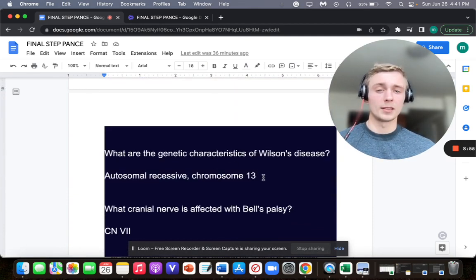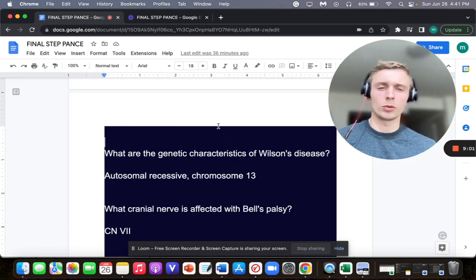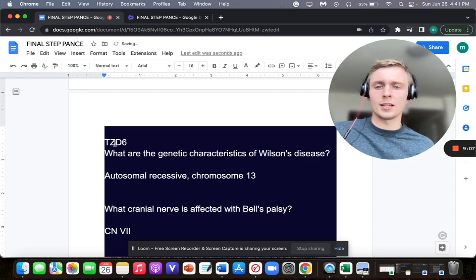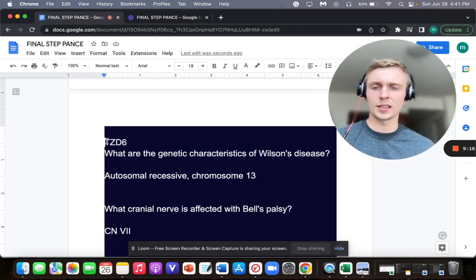And what's the treatment of Wilson's disease? So we have a nice mnemonic for the treatment of Wilson's disease. I remember that as TZD6. So it's trientine, zinc, D-penicillamine with pyridoxine, vitamin B6. So TZD6: trientine, zinc, D-penicillamine with vitamin B6.